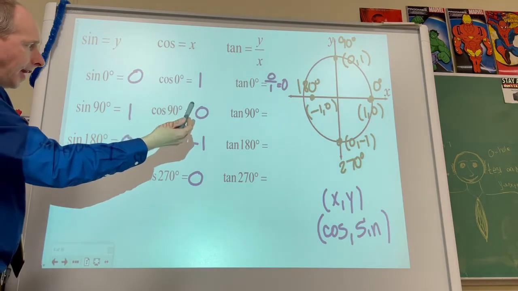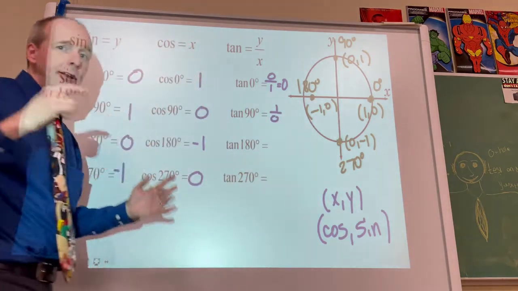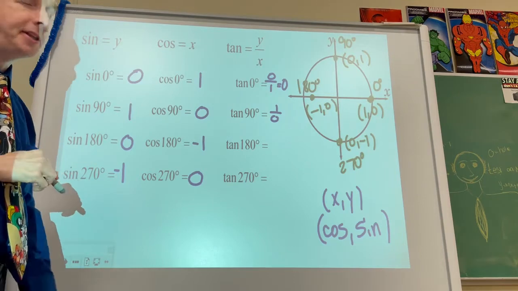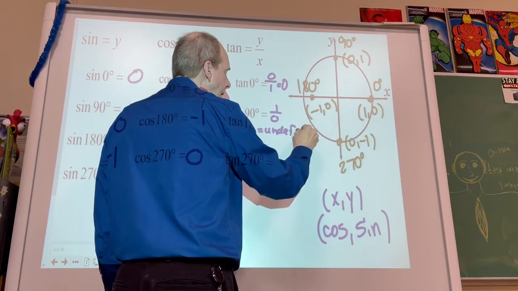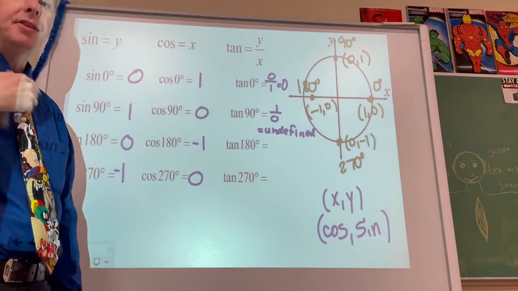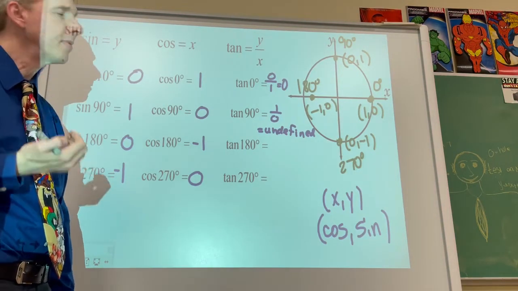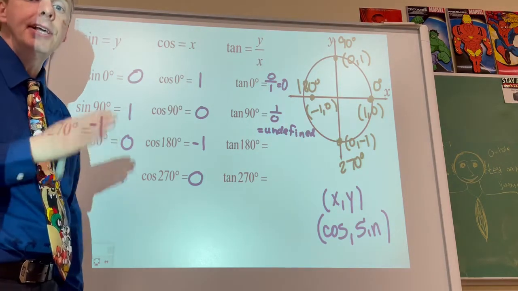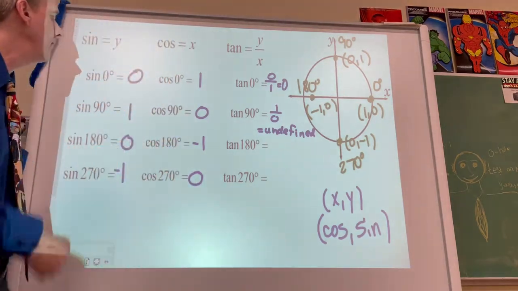Sine divided by cosine. 1 divided by 0. Oh, radar's going off. Dividing by 0. We're not allowed to divide by 0, so this is equal to undefined. Tangent of 90, not allowed. There is no answer. Graphically, if you were to graph tangent, you would have a vertical asymptote at 90 degrees because you can't divide by 0.